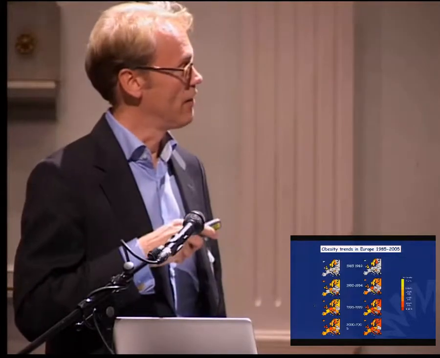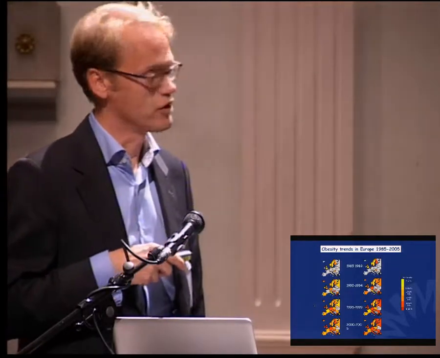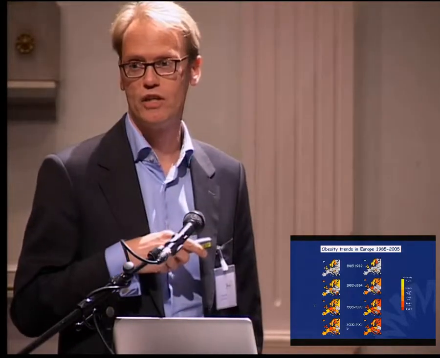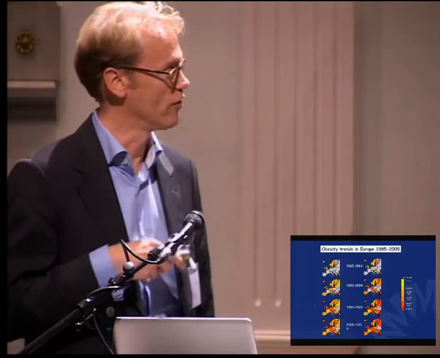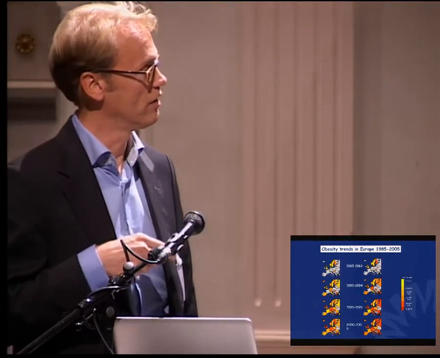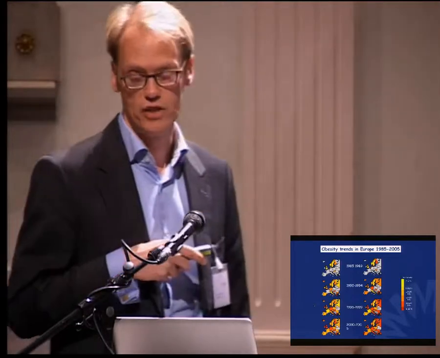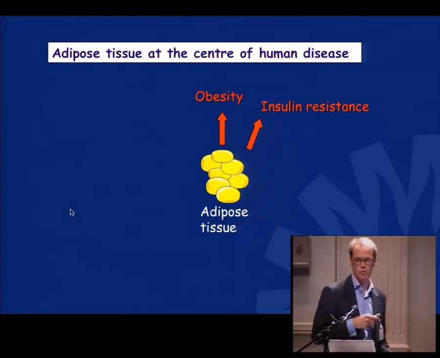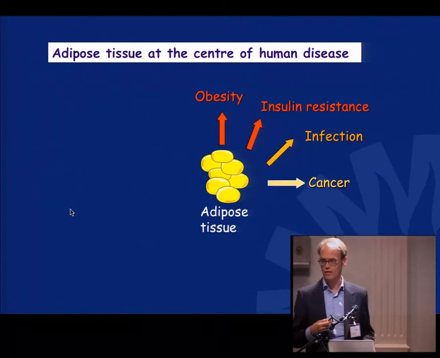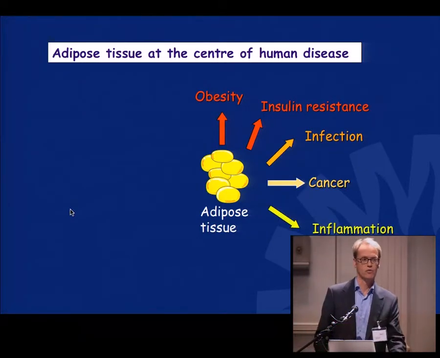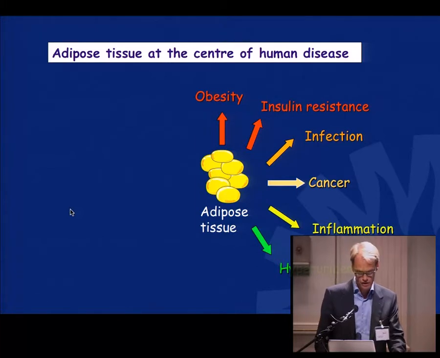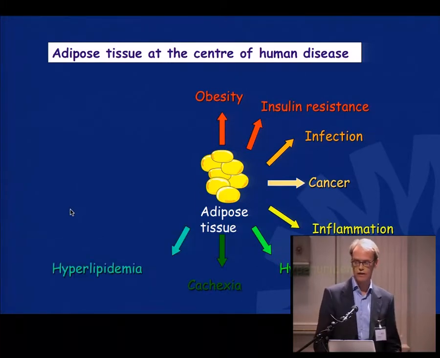Here's just a brief picture of Europe, because we were used to seeing these slides from the US, but also in Europe, of course, you see that in general, all over Europe, obesity trends are going up. And why is this an issue? Well, obesity has to do with adipose tissue, with your fat tissue, and fat tissue is really at the center of a lot of human diseases, either directly or indirectly.